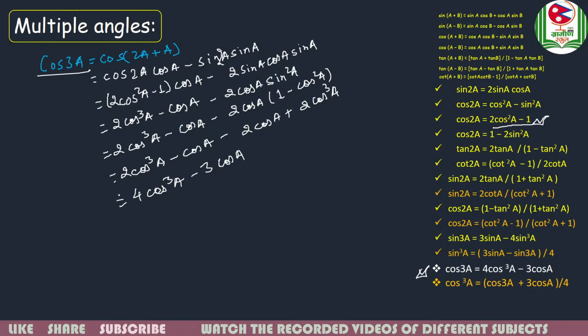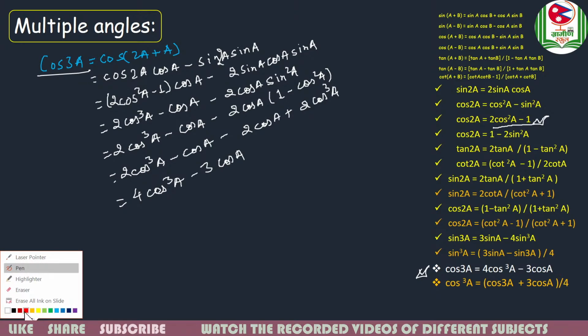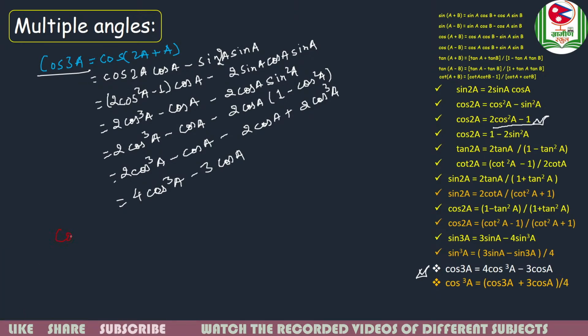So what we will do? Here we have cos 3a equals 4 cos cube a minus 3 cos a.